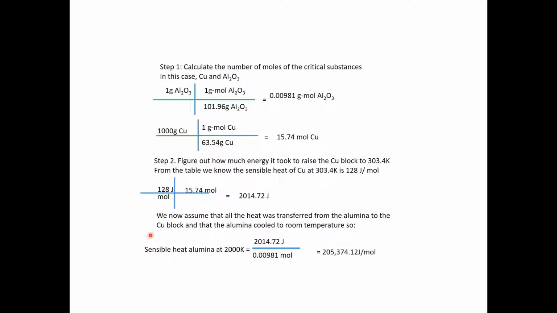So based on that, we can now calculate the sensible heat of alumina: all the heat that came out of that alumina divided by the number of moles of alumina we had. So we get 205,374.12 joules per mole.